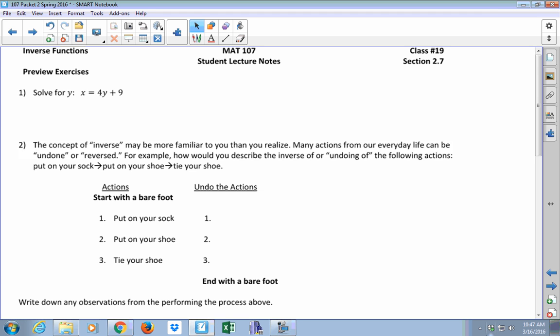So let's take a look at this first idea. When we see an equation like this, x equals 4y plus 9, we say the equation is solved for x. And one of the skills that you're going to need to find inverse functions is to solve an equation for the other variable. So in this case, this equation is solved for x. We want to solve it for y.